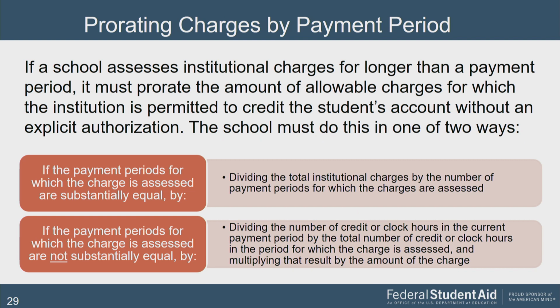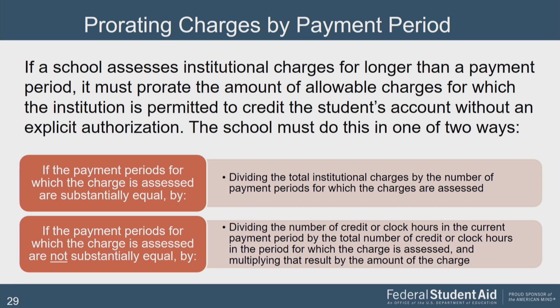Let's talk about prorating charges by payment period. If a school assesses institutional charges for a period of time that is longer than a payment period, you have to prorate the amount of allowable charges for which the institution is permitted to credit the student's account without an explicit authorization. And the school can do this in one of two ways. If you have payment periods for which the charge is assessed which are substantially equal, you would do it by dividing the institutional charges by the number of payment periods to which the charges are assessed.